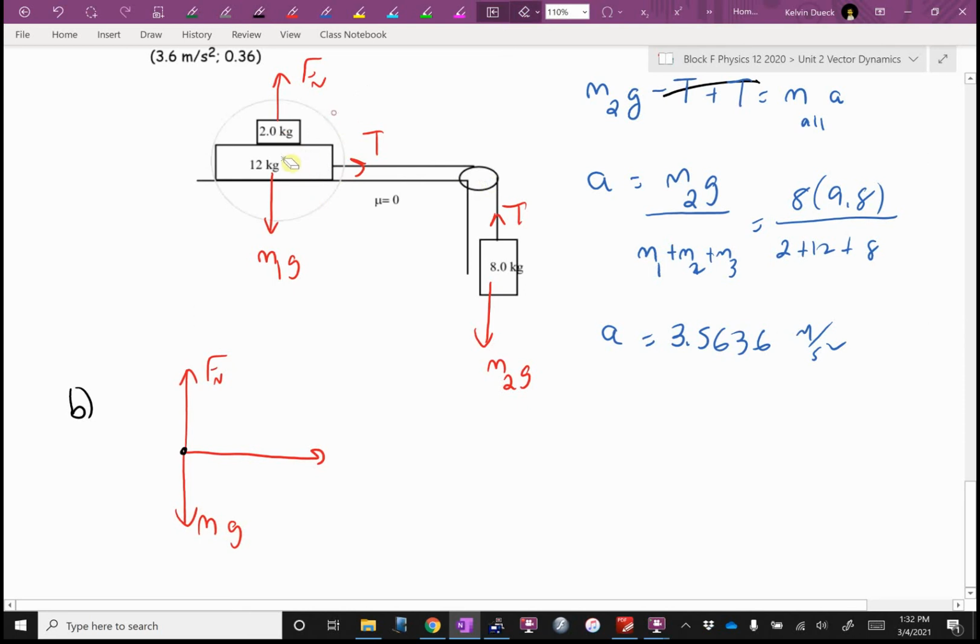And then I thought to myself, well, if right here between the 2 and the 12 was pure ice, the 12 would get yanked right out and the 2 would just drop straight back down. I said, you know what is helping the 2 kilogram mass move forward? Friction. That's got to be the force that's pulling the 2 kilogram mass forward.